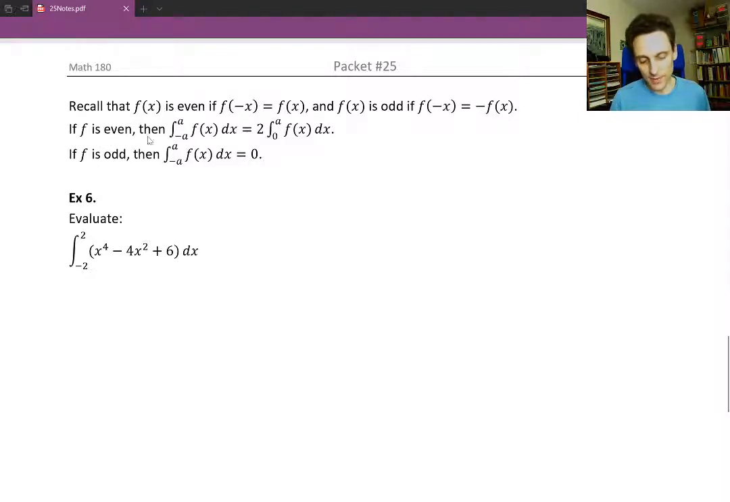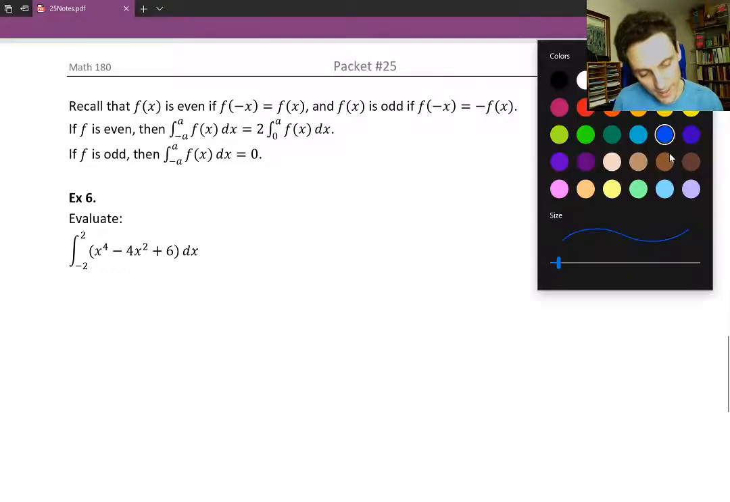If f is even, and you're looking at the integral from negative a to a, this is an important part of it. You have to be going from negative a to a, where a can be anything. So this could be negative 2 to 2, or negative 5 to 5. And here's your f of x inside the integral. Then this is equal to 2 times the integral from 0 to a of f of x dx.